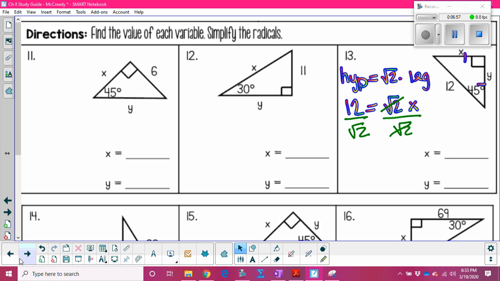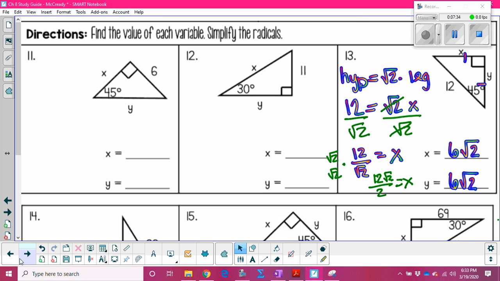Okay, so to solve for x, we need to divide both sides by the square root of 2. Okay, so those cancel right there. So you have x equals 12 over the square root of 2, but you can't leave a radical in the denominator, so we're going to have to rationalize it. So you multiply the top and bottom by the square root of 2. So you have 12 root 2 over 2 equals x. But 12 over 2 reduces. 12 divided by 2 is 6. So you have that x is equal to 6 root 2. And because y is the same thing, y is also equal to 6 root 2.